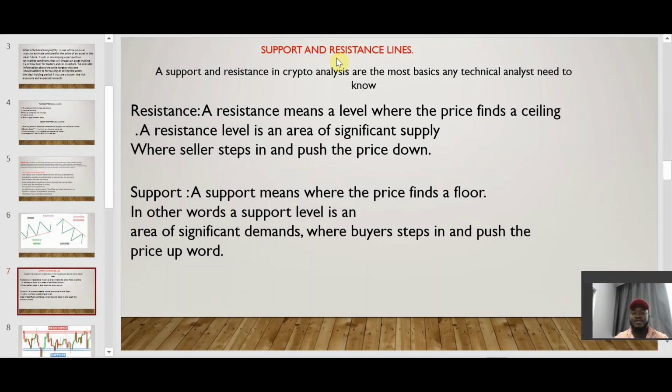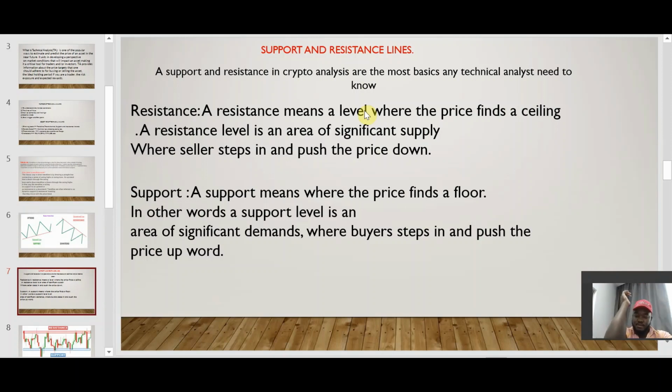Support and resistance in crypto analysis are the most basic things any technical analyst needs to know. A resistance means a level where the price finds a ceiling, like in an uptrend like this. Once the price hits this level, it comes down. So this place is resisting me. My hand is resisting me from going up. So this place is called the resistance.